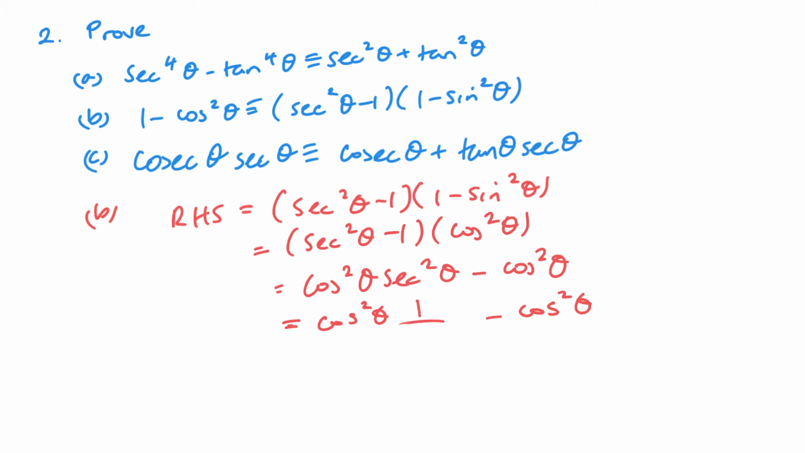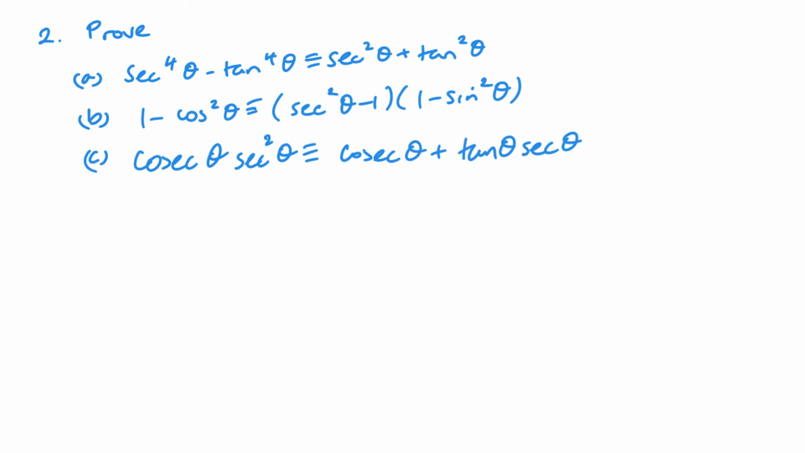Apologies, I wrote cosec on the bottom again. Cos squared theta. So these will cancel, leaving me with 1 minus cos squared theta, which equals the left hand side. So that one, there was a bit more information on the right, which made it easier to start with than the left. And part C, again, I think I'm going to start on the right hand side.